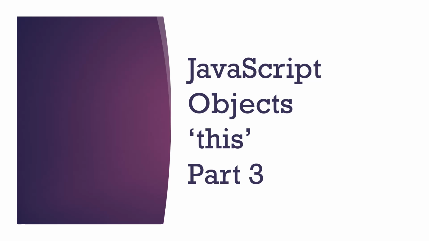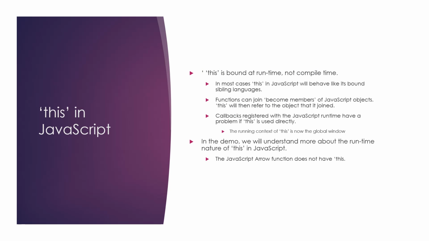So JavaScript objects, this part 3. So this is bound at runtime in JavaScript, as we've said, not at compile time. In most cases, this in JavaScript will behave like its bound sibling languages. We've seen that too. Functions can join and become members of JavaScript objects, and then this will refer to the object that it joined. So this is a kind of JavaScript superpower, this runtime behavior of this.